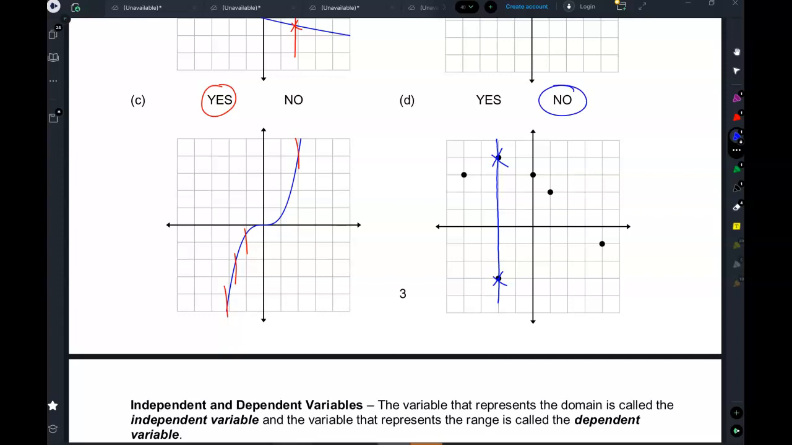So imagine drawing a vertical line at any part. It's an all or nothing deal, right? Something could be okay everywhere, and then it can fail one time and it's done.